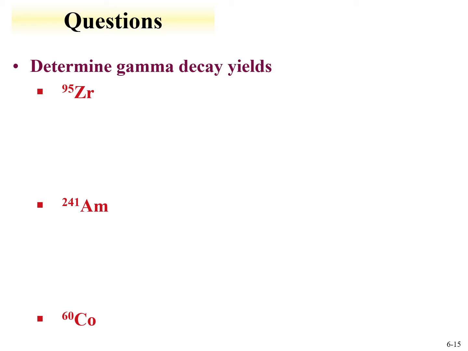So for instance, not every isotope will produce a gamma with a decay. The isotopes that are listed here are examples of 3 isotopes that do produce photons with the decay. However, the yields are not 100%.